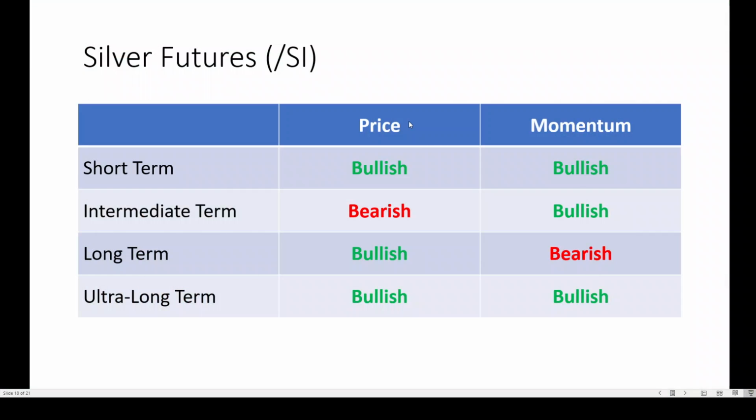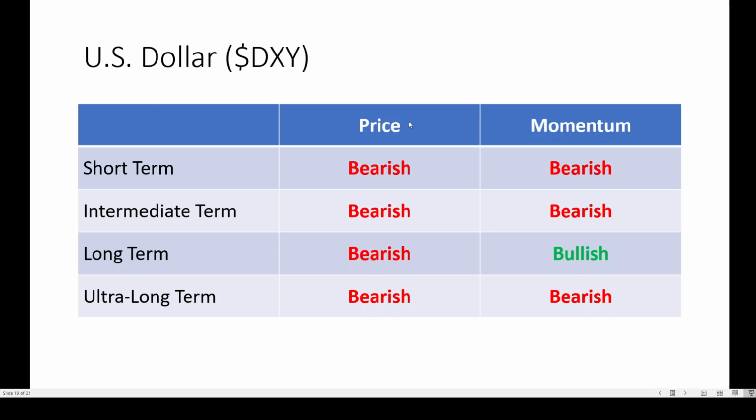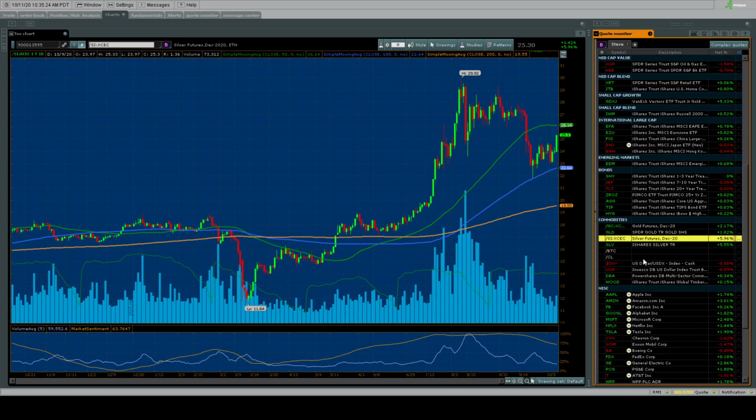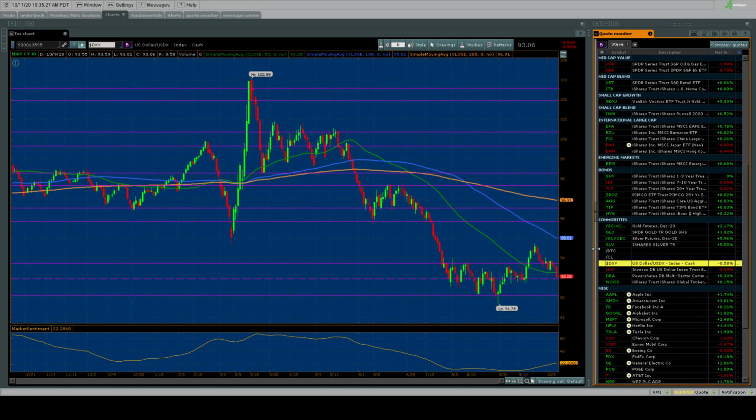What do we have next? The dollar. Ooh, look at the dollar. Bearish nearly across the board. Isn't that interesting? Very, very bearish view on the dollar from the trends. Let's go and take a look at the dollar. Because, long term, I'm very bullish on the dollar. Short term, everyone is super bearish on it.